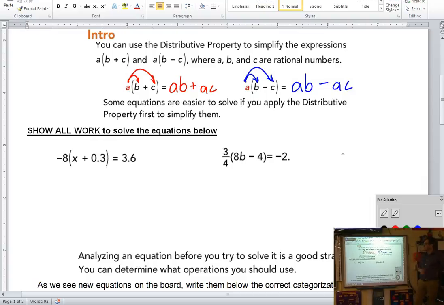Yeah. So when we work to solve these equations, all I want you guys to do right here to start is do the distribution for each of these. That's all I want you to do to start. Just do the distribution. Draw the arrows, do the multiplication, clean it up if you need to.